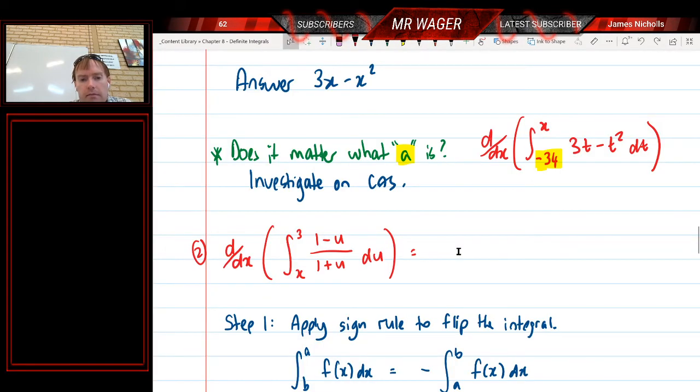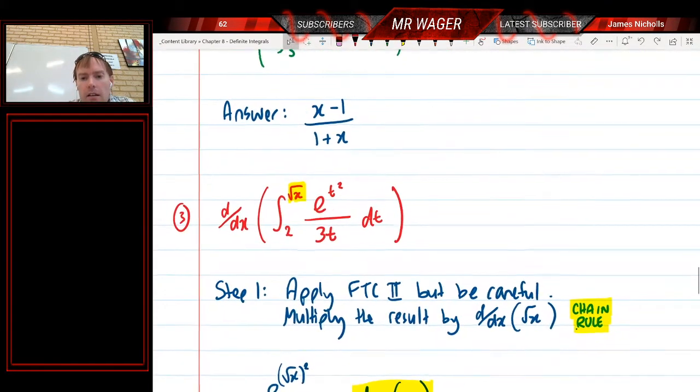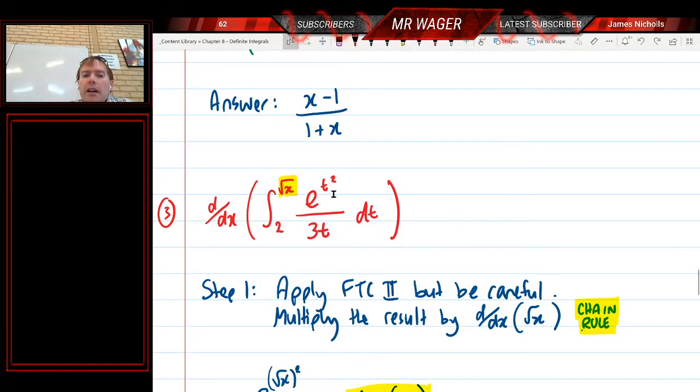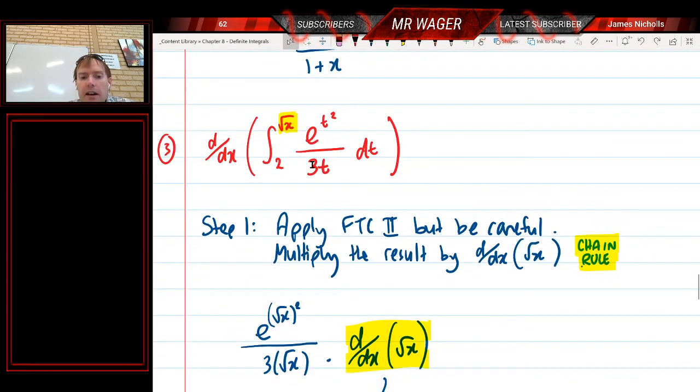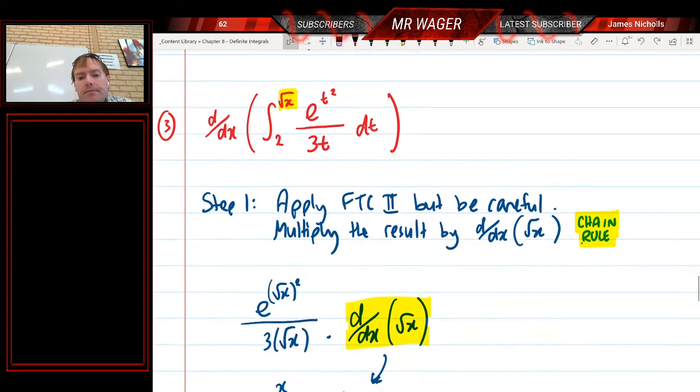Okay, going back to this one. So what we're doing is we're multiplying by the derivative of the top thing. So it's a bit like using the chain rule. Okay, so we can't just substitute square root of x into here straight away. We still do that, but then we multiply the result by the derivative of the upper bound as well. So we've got e to the square root of x all squared, just replacing the t with the upper bound just like we did before. But the final thing we're going to do is multiply the whole thing, our substitution, by the derivative of the top function.